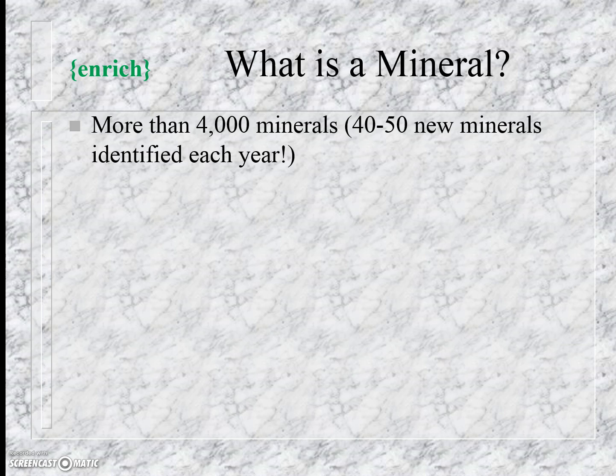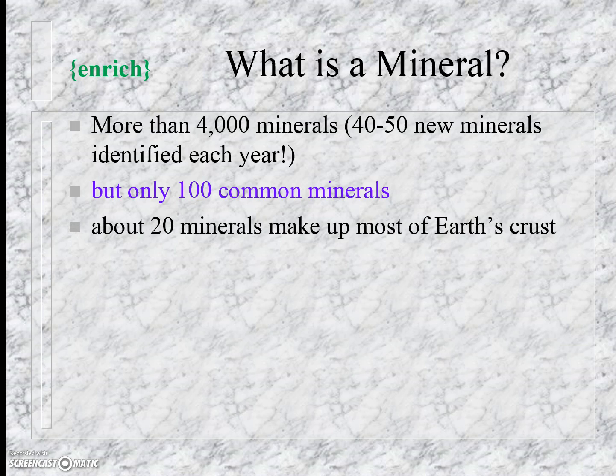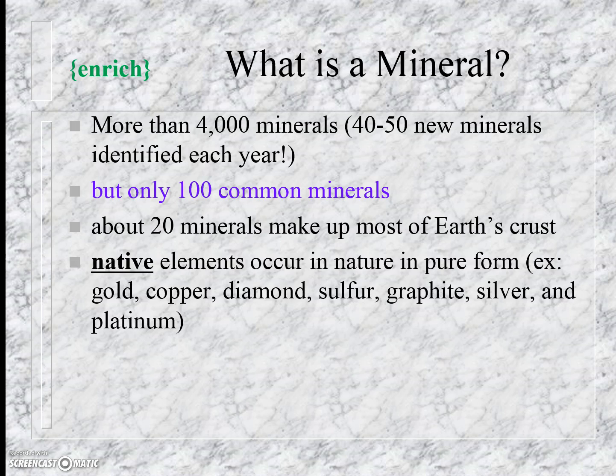We have about 4,000 minerals that we know of. About 40 to 50 new minerals are identified each year, and a lot of those are actually on the periodic table. If you're familiar with that, a lot of the minerals are on the periodic table. There's only about 100 common minerals, so that's pretty much the periodic table. About 20 minerals make up most of the Earth's crust. So if you know anything about the layers of the Earth, which we'll get into a little bit later this year, there's about 20 minerals located on our crust that we can actually pick up and find, and we don't have to go mining into the mantle, which is the next layer deeper than the crust.